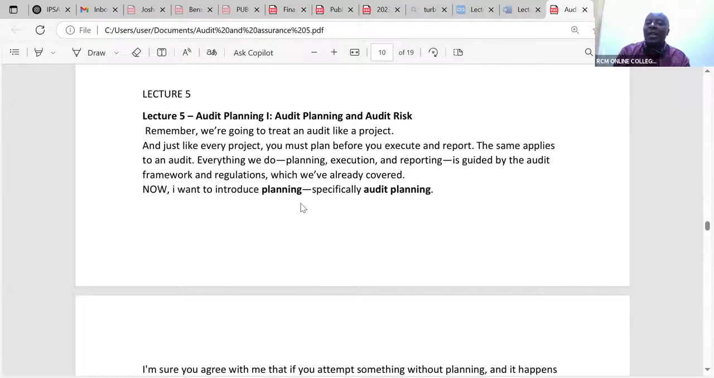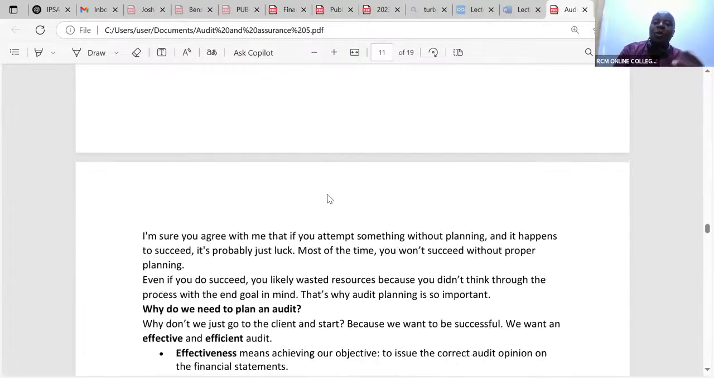Now I want to introduce planning, specifically audit planning. I'm sure, ladies and gentlemen, you will agree with me that if you attempt something without putting in proper plans, it happens to succeed purely by luck. That is akin to shooting an arrow in darkness. And if you happen to hit an antelope, that will be purely by sheer luck. Most of the time, you won't succeed without proper planning. Even if you do succeed, you likely wasted resources because you didn't think through the process with the end goal in mind. That is why audit planning is important.